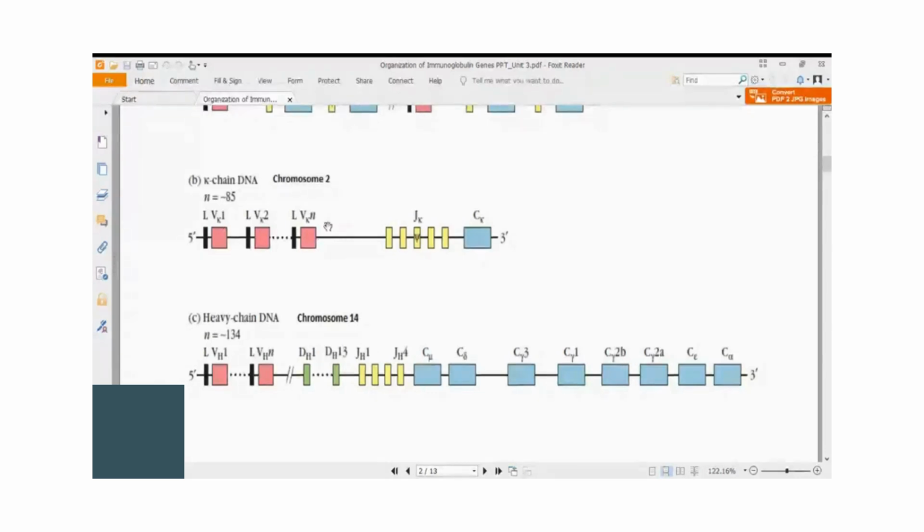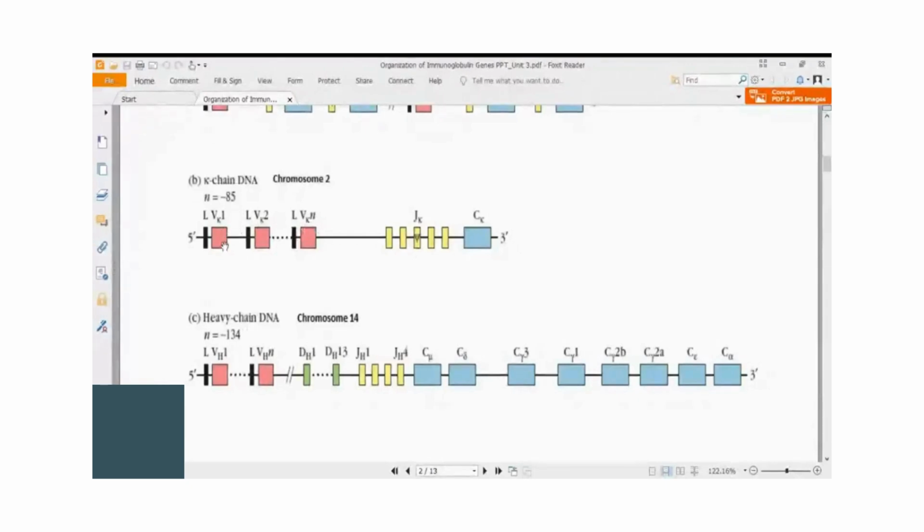Now let me take the kappa chain. In the human being, the variable region genes are about 300. The N85 shown here is for the mouse. The same arrangement is there in the mouse, but the chromosome will be different, and the number of variable genes in the mouse is about 85. That is not very important for you to know. But for human beings, about 300 variable region genes are present. And these 300 variable region genes are spread out in a large segment, in a cluster. Here it is shown as VK1, VK2, VKN.